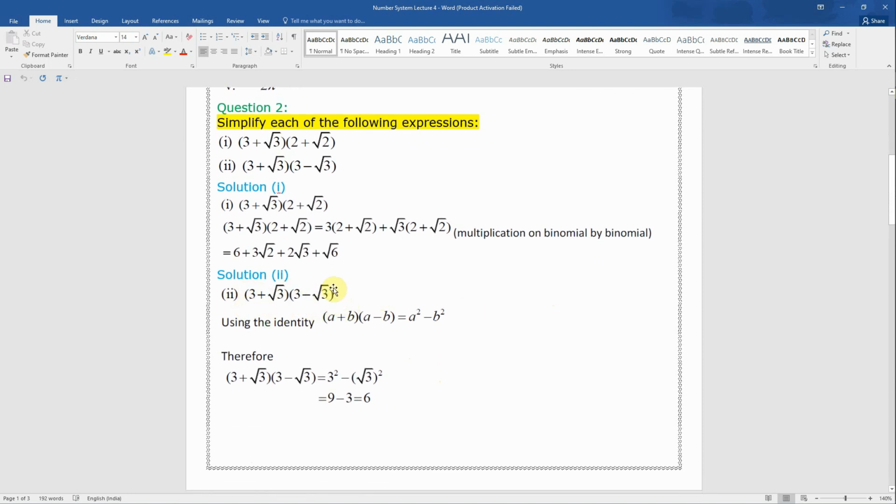Next is this one. This one can also be done by the linear method, but it has a specialty: the numbers are the same, 3 and root 3, with plus and minus. This gives us a plus b into a minus b. If I take 3 as a and root 3 as b, then it is a plus b into a minus b. This is the identity, the formula a square minus b square. So we can use this formula to find the value directly. It is 3 square minus root 3 whole square, that is 9 minus 3, which equals 6.